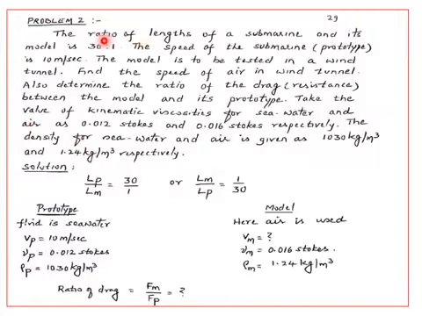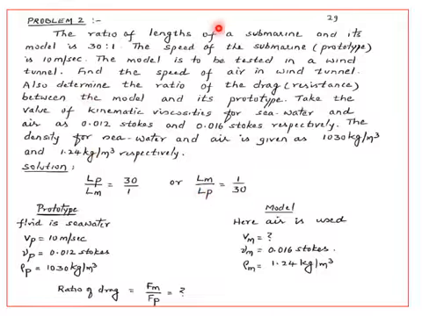So, taking another problem, the ratio of lengths of a submarine prototype and its model is given as 30:1. So therefore it is not Lm by Lp, it is Lp, because the length of the submarine is more than its model, so 30 times Lm. Therefore Lp by Lm is 30 by 1, or Lm by Lp is 1:30.